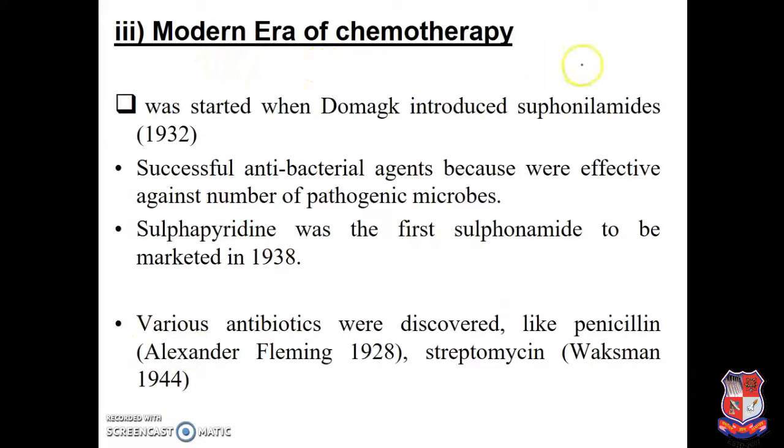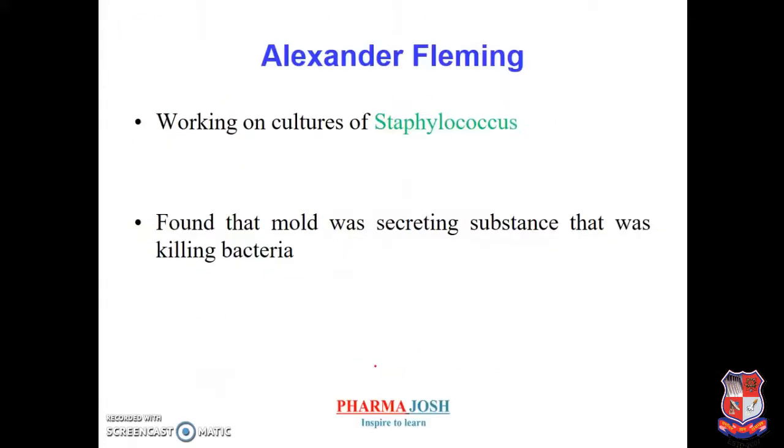The modern era of chemotherapy started when Domagk, a scientist, introduced the sulfonamides in 1932, a successful antibacterial agent effective against a number of pathogenic microbes. Sulfapyridine was the first sulfonamide to be marketed, in 1930. It was the first drug. Various antibiotics were discovered, like penicillin by Alexander Fleming in 1928 and streptomycin by Waksman in 1944.